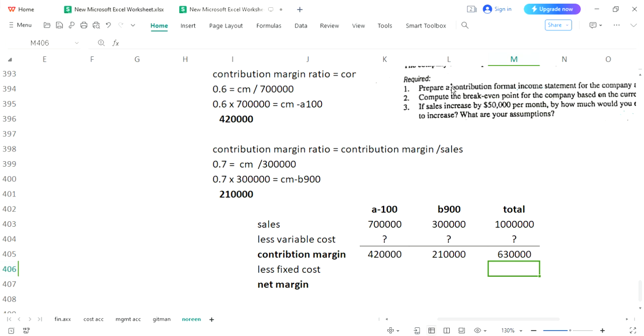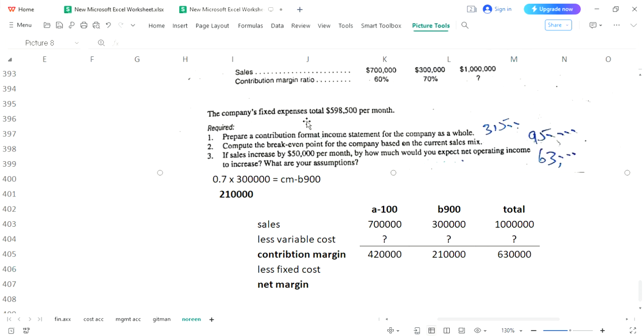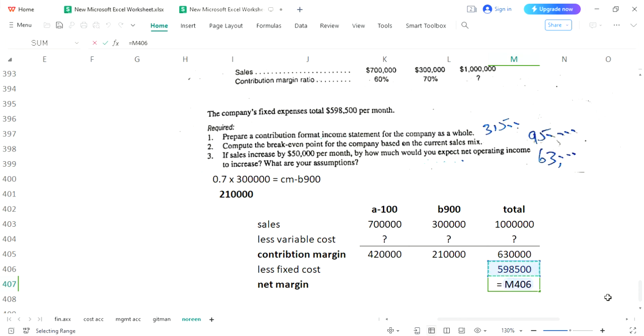Fixed cost is already present. Here fixed expenses, and he is mentioning these are total fixed expenses, 598,500. So you will directly come to the total side, 598,500, and you can calculate your net margin. How much is the net margin? 6,30,000 is your contribution margin. You will subtract your fixed cost. Once again, you'll have to write 630,000 as your contribution margin, and you need to subtract your fixed cost.